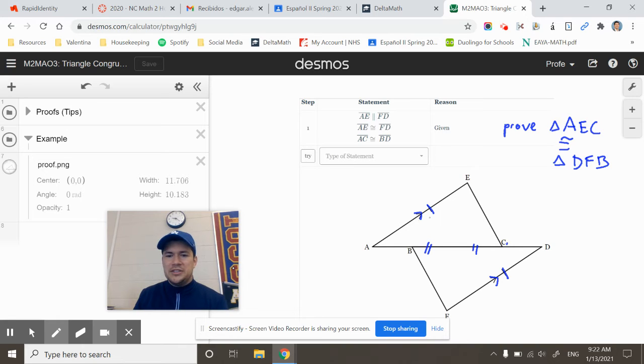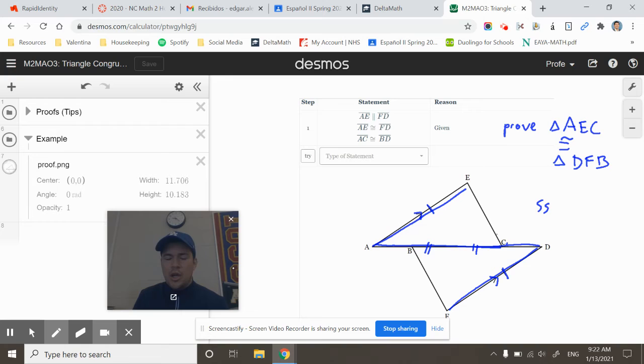Well, knowing that these two sides are the same for the two triangles is not yet enough. There's no side-side theorem of congruence. So we've got to think, is there anything else that I could conclude about these triangles? So let's focus right here on these parallel lines.